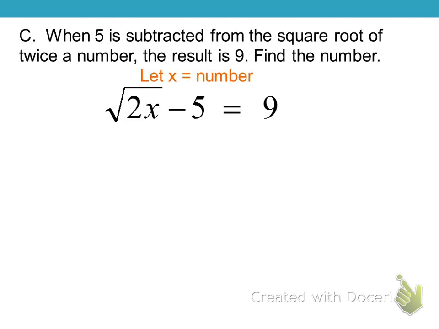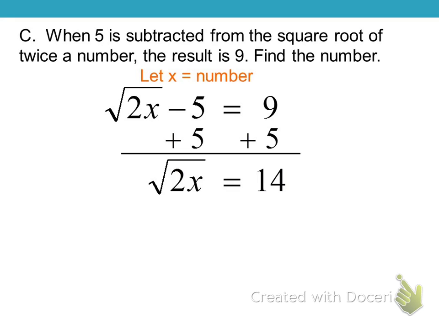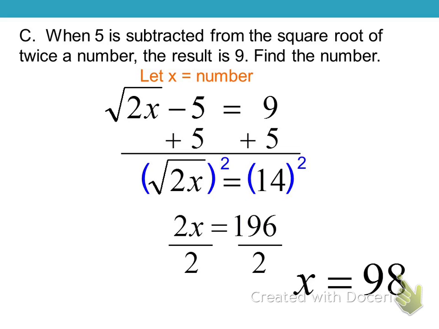All right, what should I do? Add 5 to both sides. Square both sides. 2x equals 196. Good. Divide both sides by 2. x equals 98. Good. What are your questions? Why didn't we do this earlier?